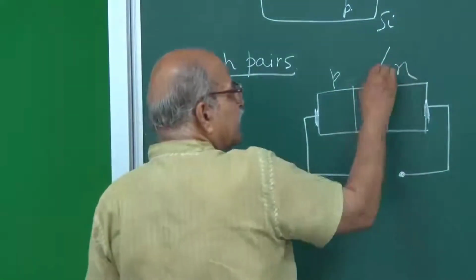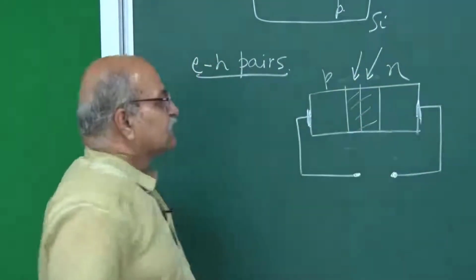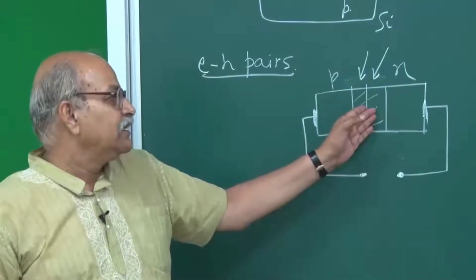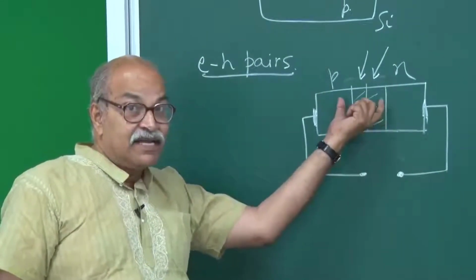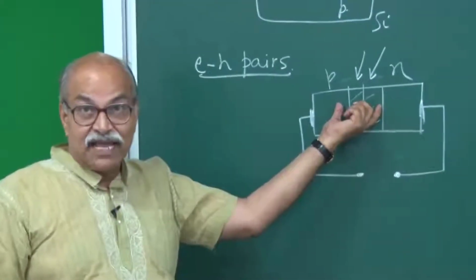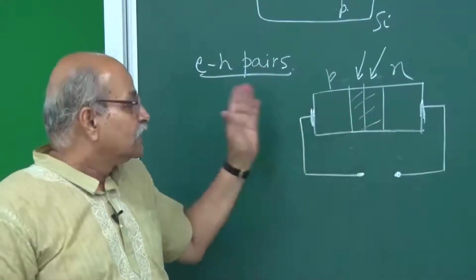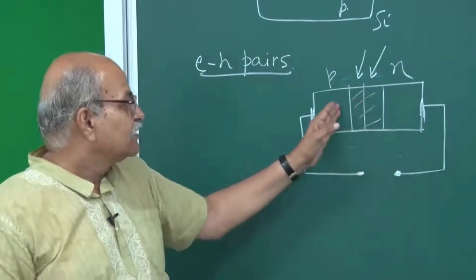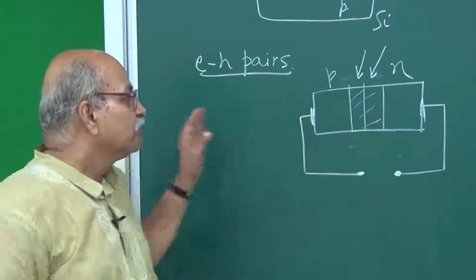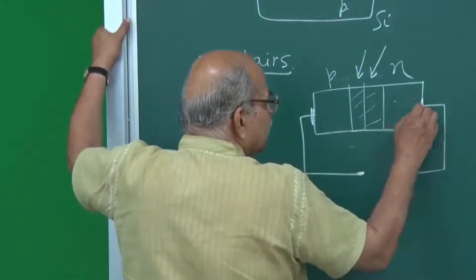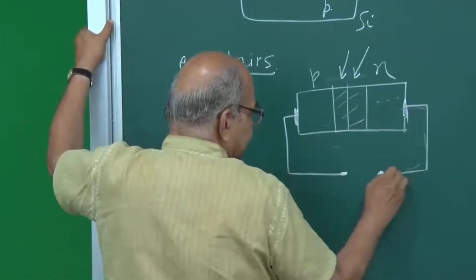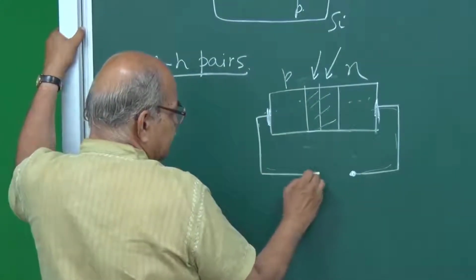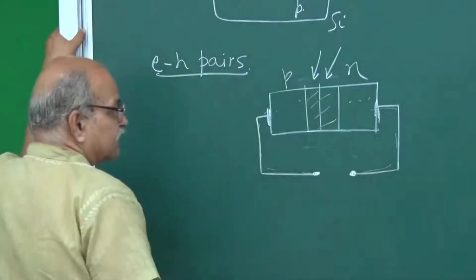But now if I shine light and these EH pairs are created, and the electric field is there in the depletion layer, so the drift current will be there. The electric field will drive the electrons to the n side and these holes to the p side, and therefore you will have accumulation of negative charges here. They cannot go, the current is there, so you will have accumulation of positive charges here, you have accumulation of negative charges here.